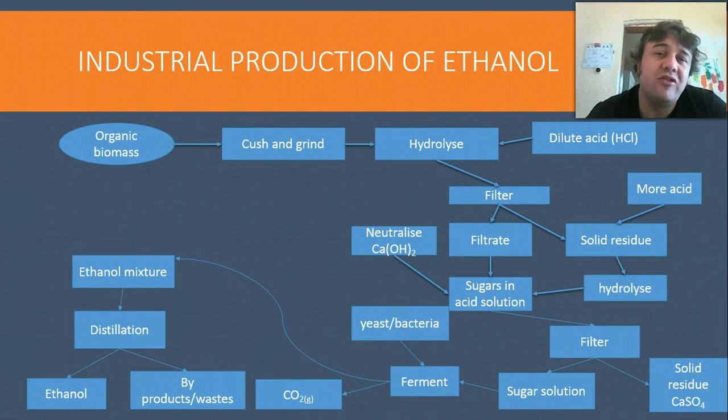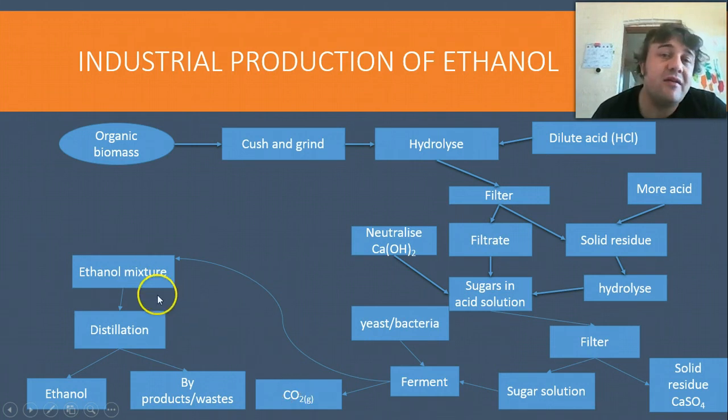We then neutralize that with calcium hydroxide and then filter it out. This gives us a solid residue of calcium sulfate. In the dissolved part of the mixture is a sugar solution that is no longer acidic. We then ferment that using yeast and bacteria. Over here we've got yeast and bacteria, and our process gives us 2 products. We get an ethanol mixture and carbon dioxide.